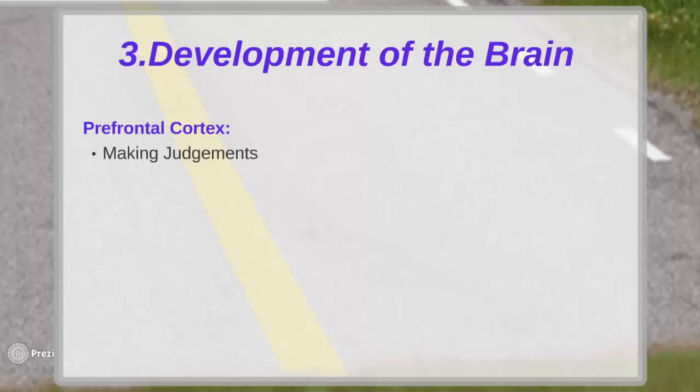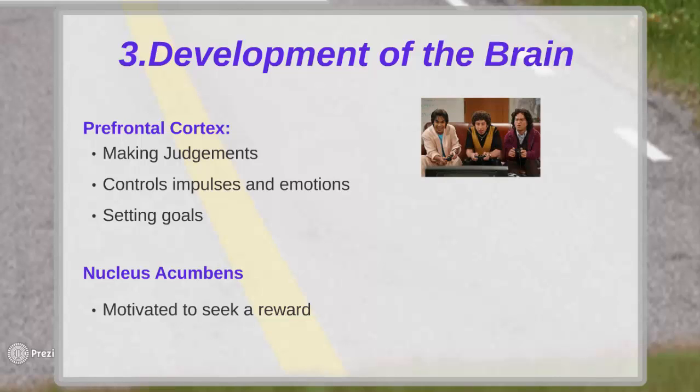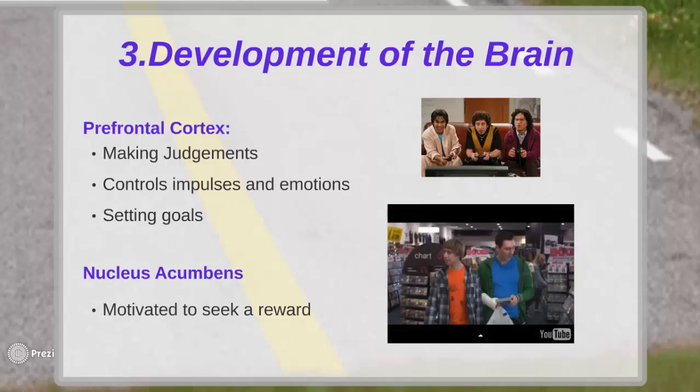The prefrontal cortex is the part of the brain that develops or changes the most during adolescence. It's the area of the brain responsible for the complex processing of information, such as making judgments, controlling impulses and emotions, and setting goals. The nucleus is the structure in our brain that directs our behaviour when we're motivated to seek a reward. Unlike the prefrontal cortex, it's an area of the teenager's brain that is very well developed early on. Teenagers tend to favour activities that require relatively low effort yet produce high excitement. An example of this would be video games.